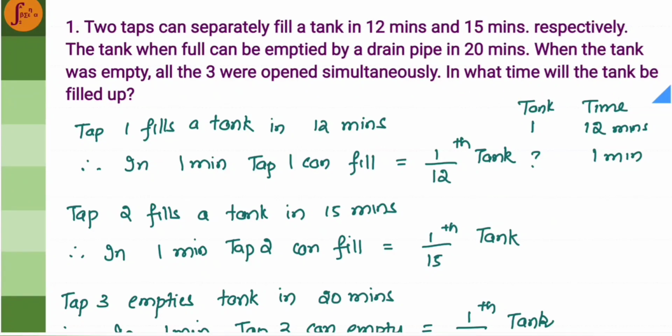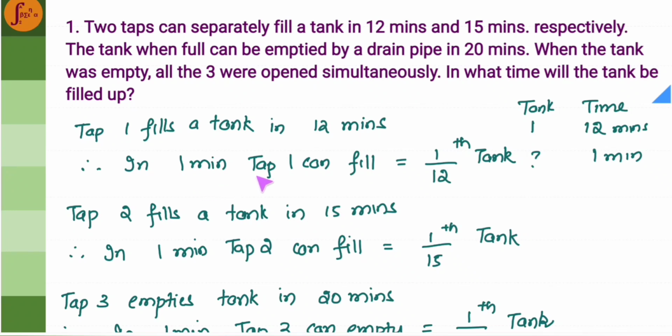The time taken by two taps to fill a tank is given as 12 minutes and 15 minutes. And also, the time taken for the tank to be emptied by a drain pipe is 20 minutes. Now, if all the three taps are opened, how much time will it take for the tank to be filled up? So, there are two taps that are filling up and one tap that is draining out. That means there is going to be addition and a subtraction. So, we have to make all of these uniform or consistent.